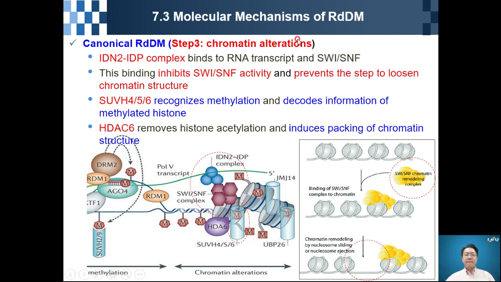So this is the final step in the canonical RdDM, starting from the IDN2 and IDP complex. Finally the HDAC6 removes histone acetylation, and finally it induces packing of chromatin structure.